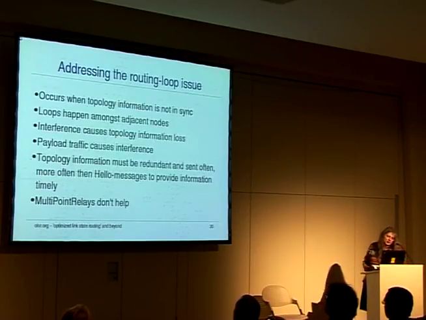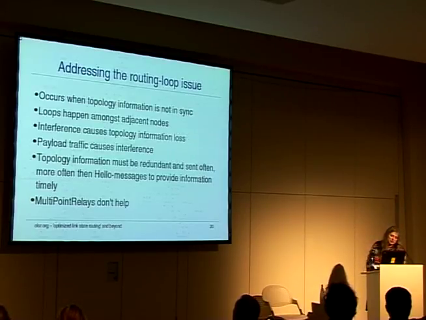So what we learned about the routing loop issue is it occurs when topology information is not in sync. Loops happen among adjacent nodes. Interference causes topology information loss. Payload traffic causes interference and therefore topology information loss. So topology information must be redundant and sent more often than hello messages to provide information timely.